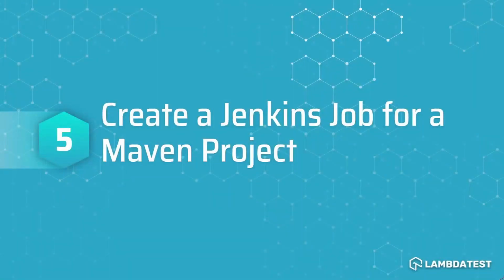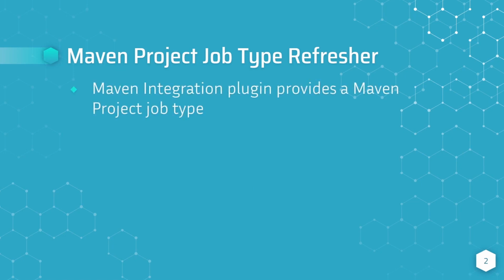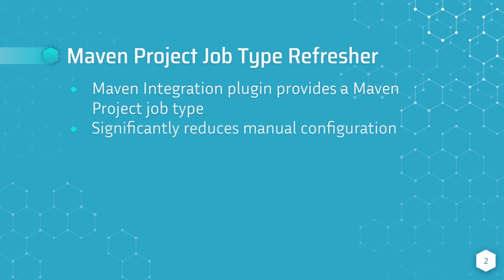In this video, we are going to create a Jenkins job for a Maven project. I'll quickly recap some of the key features of the Maven project job type. The Maven integration plugin provides a new job type in Jenkins called a Maven project. And the Maven integration plugin significantly reduces the manual configuration required to set up a Maven project in your Jenkins. Additionally, the plugin provides test reporting directly in the Jenkins interface. And with that, let's go ahead and get started.